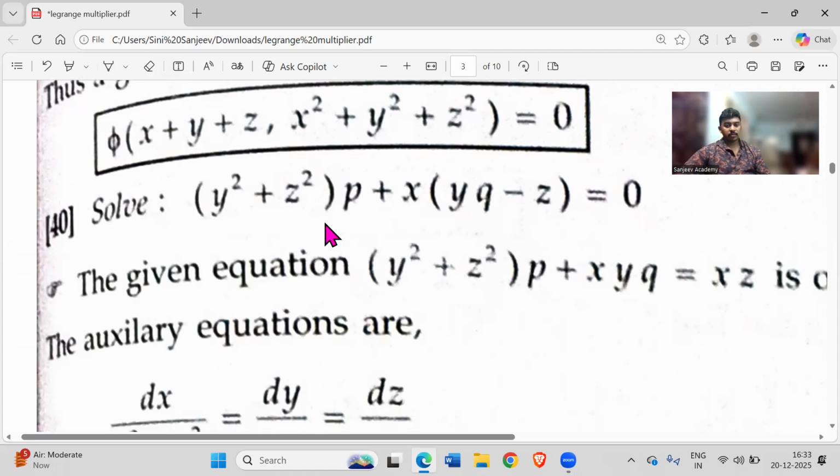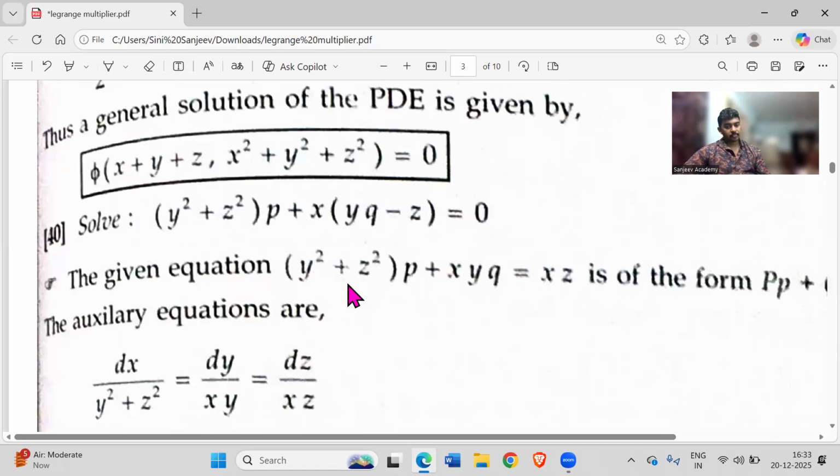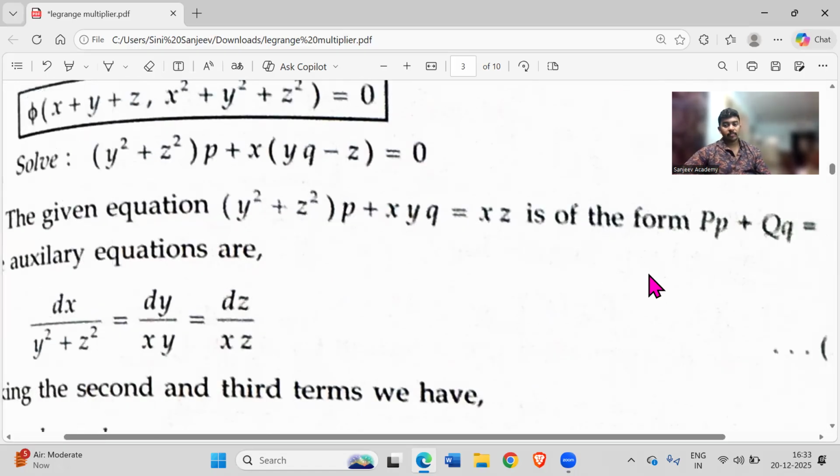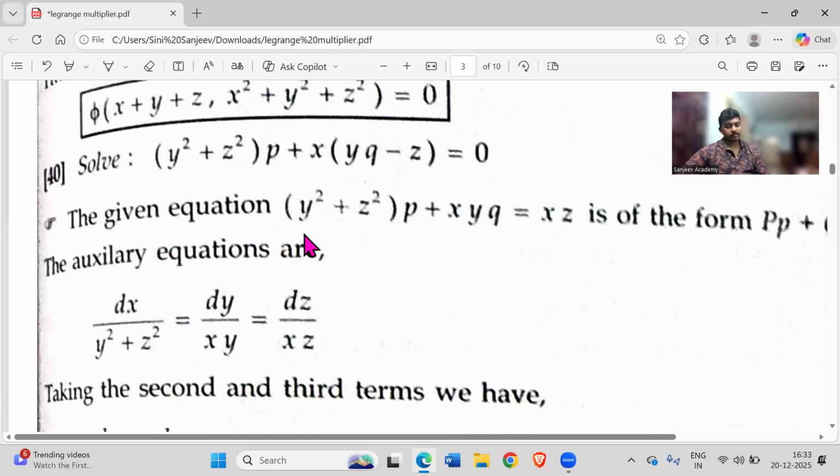Solve y square plus z square into p plus x into y cube minus z q is equal to 0. Okay. Plus xy is equal to xz. Is of the form, same thing. Whatever is there, no other thing. Same thing you have to write. It is of the form Pp plus Qq is equal to R.